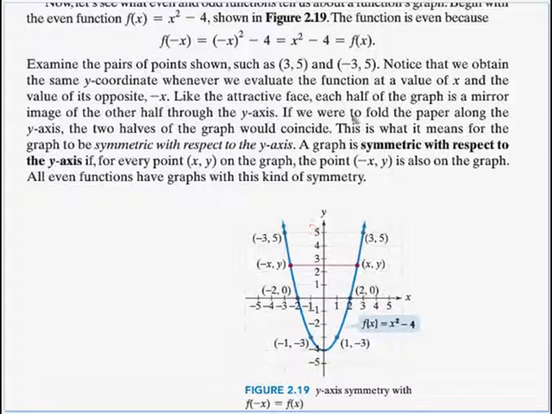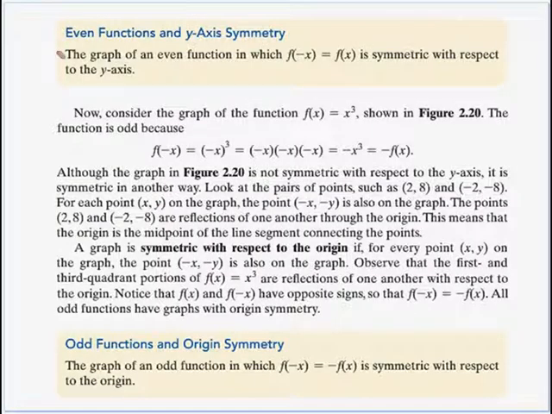So an even function is symmetric with respect to the y-axis. Every point x, y will have a counterpart negative x, comma y. All even functions have this type of symmetry, symmetric about the y-axis. So what do we have here? The graph of an even function in which f of negative x is equal to f of x is symmetric with respect to the y-axis.